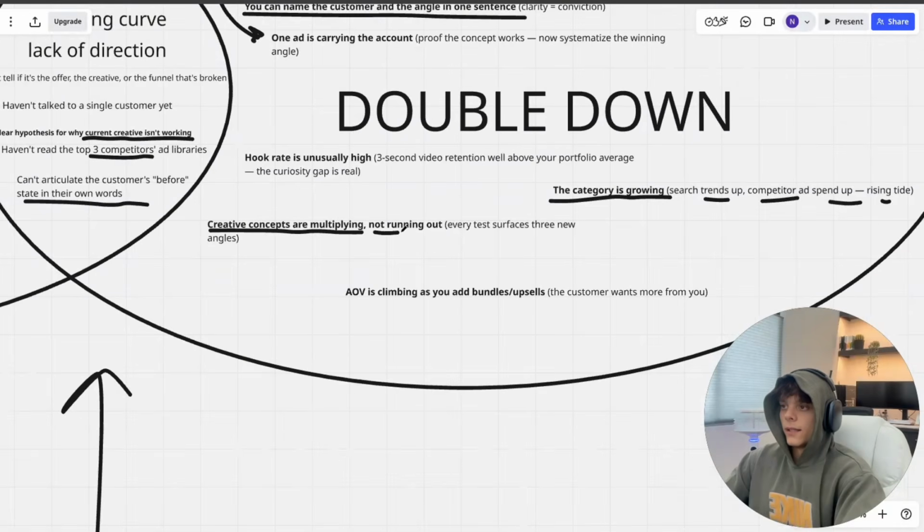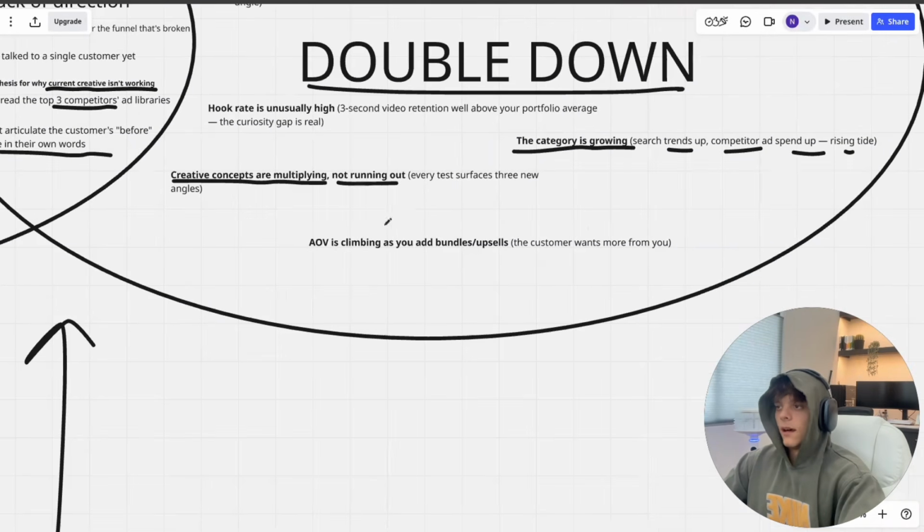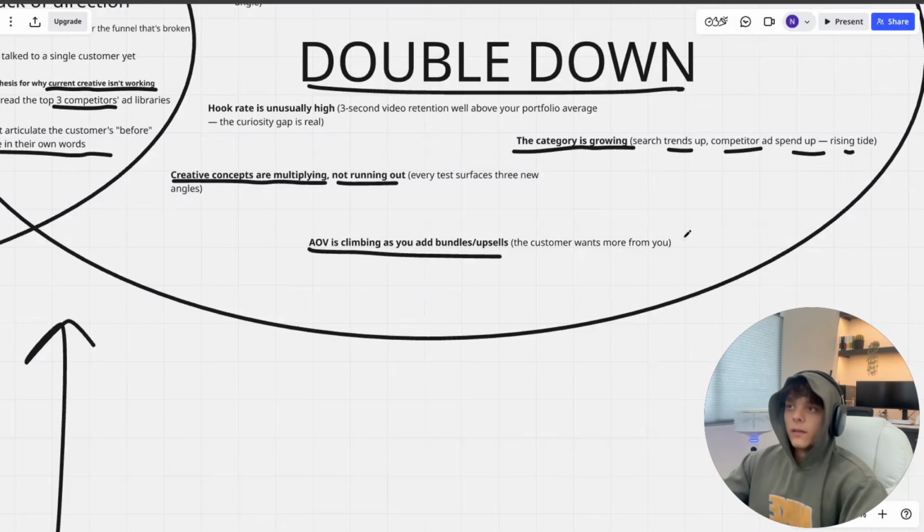Create a concept for multiplying, not running out. Every new test you do, you start coming up with these new angles, and you're realizing, even just when you're walking around, you're coming up with these new ways to sell the product. Yeah, you should double down and definitely test. If the AOV is climbing, as you add all these bundles of upsells, and the customers actually want to buy more, either of this product or of similar products, that's going to give you more opportunity to scale. It's going to give you a bigger AOV and more competitive leverage. You should probably double down.